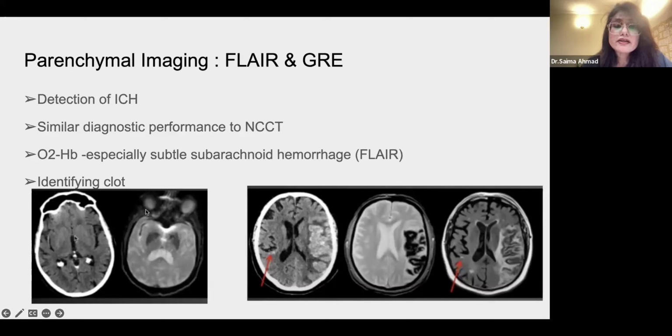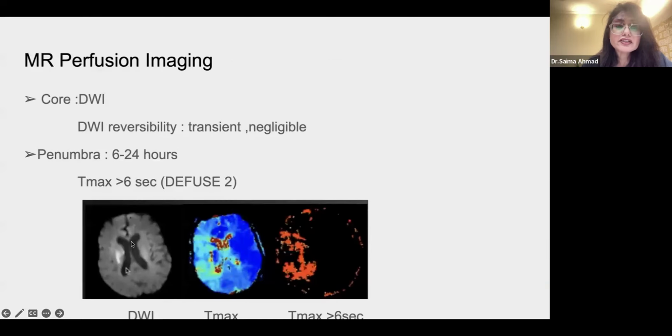And we can also identify the clot by the parenchymal imaging. You can see in this example that in the CT there is the clot which is seen in the right MCA distal M2 territory, and you can see the clot here. So these are the advantages.